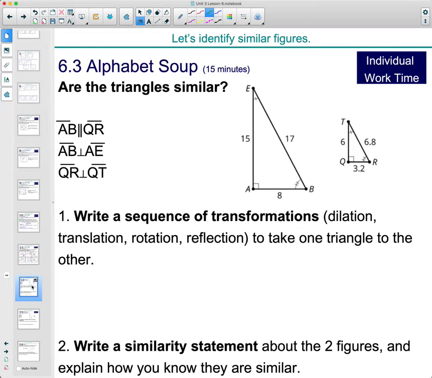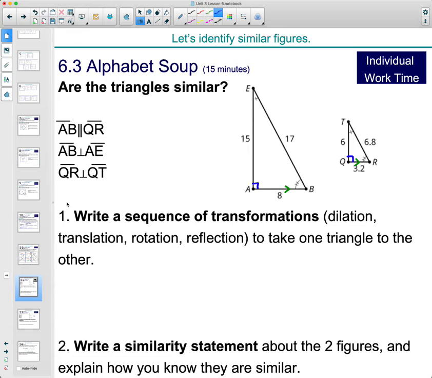All right, next activity. Given some triangles and some information, they tell you that AB and QR are already parallel to each other. So these lines are parallel. And AB is perpendicular to AE, so they're giving you that this is a right angle, which we can see in the diagram, and QR is perpendicular to QT, which we can see they've already marked as a right angle. So write a sequence of transformations, then write a similarity statement.